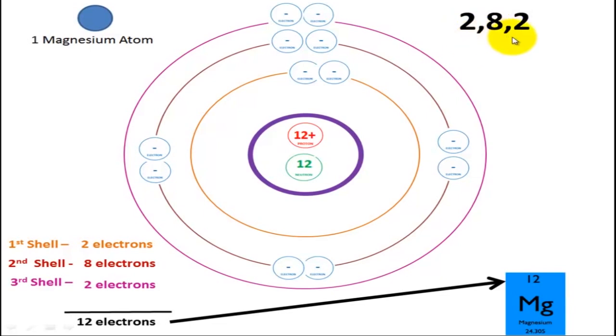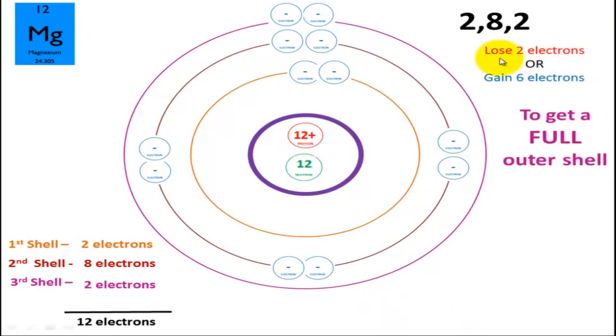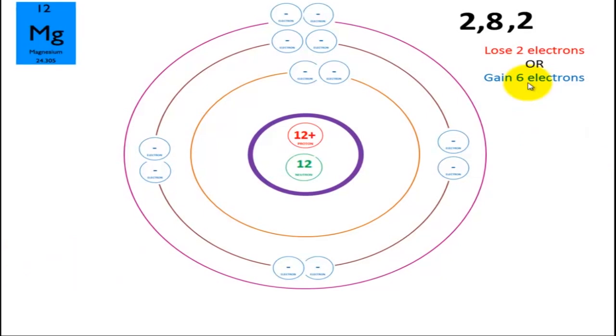So let's understand these 12 protons and negative 12 electrons. To get a full outer shell, it loses 2 electrons or gains 6 electrons. That's how magnesium can react to form a full shell of 2:8:8. It can either gain 6 electrons or lose 2 electrons. Now, gaining electrons and losing 2 electrons: the easier way is actually losing 2 electrons, because less energy is required to lose 2 electrons than to gain 6. So 2 electrons have been lost.